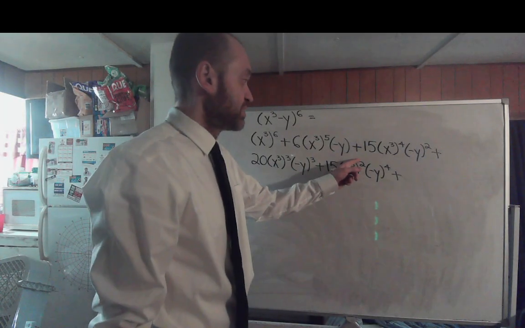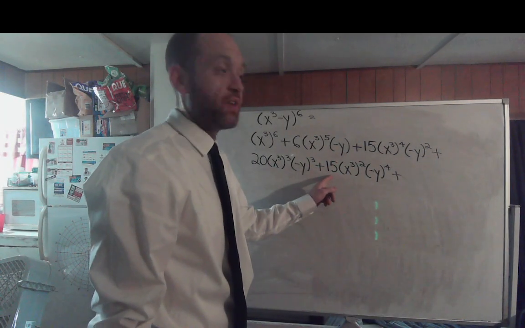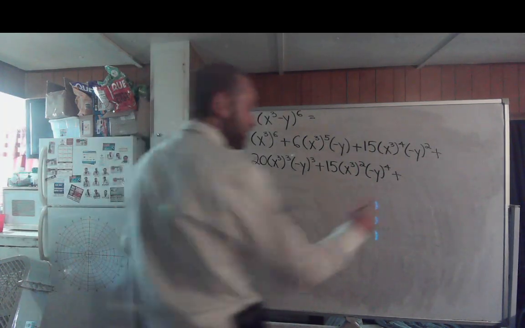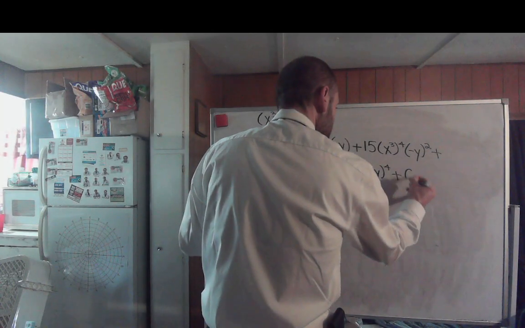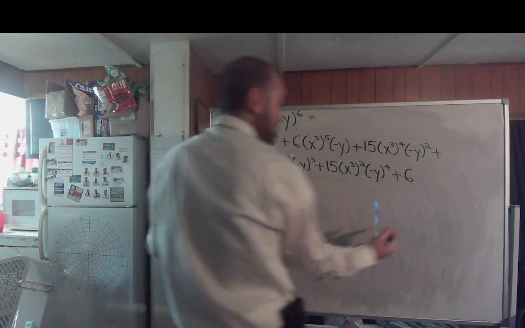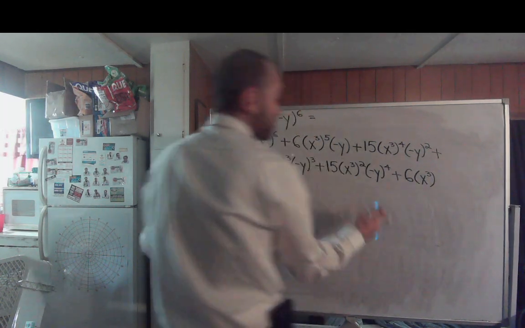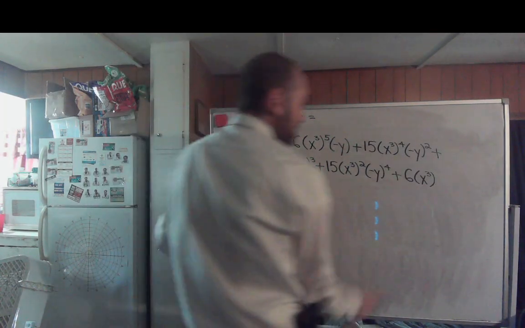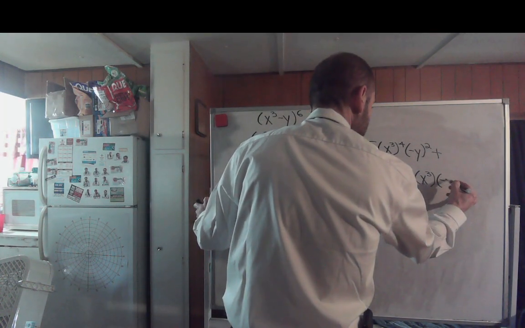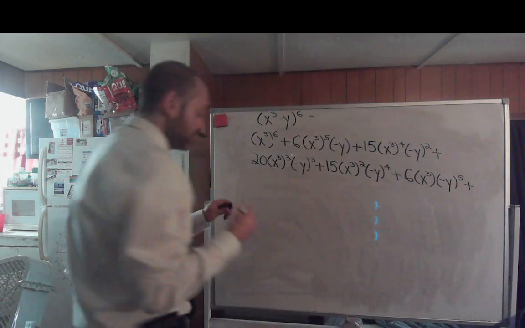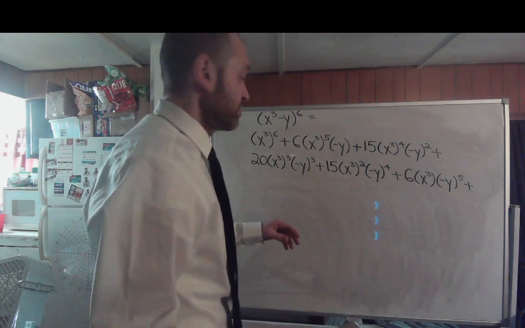Well, 2 times 15 is 30, divided by the term number I'm on, which is the 5th term. 30 divided by 5 is 6. So this would be 6 times my x to the third, lowered yet another degree, which would just put it to the 1st degree, times my negative y raised another degree, which would be to the 5th. And we got one more term, which should actually be the final term.